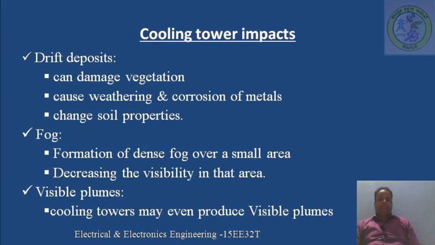Due to the salt and chemicals, if that drift is deposited on the vegetation, the vegetation may get damaged. Here vegetation means plants. When the drift is deposited on the plants, those plants can be damaged. That is one impact of the drift deposit from the cooling tower emissions.